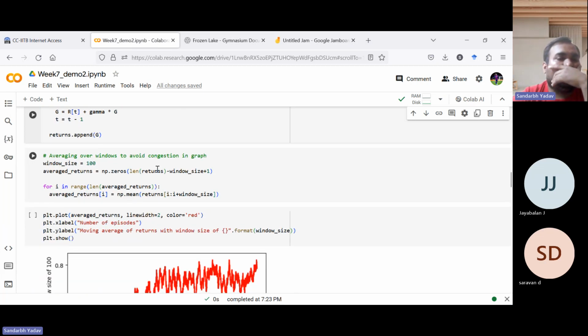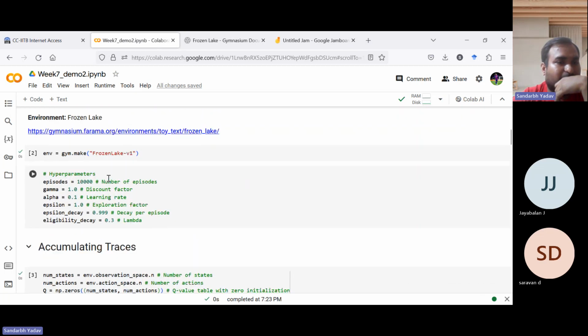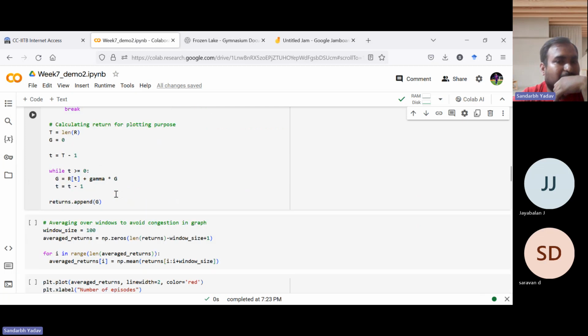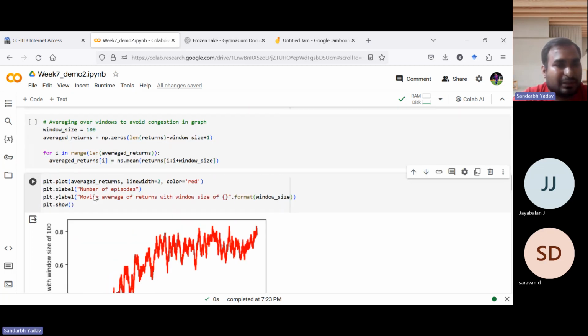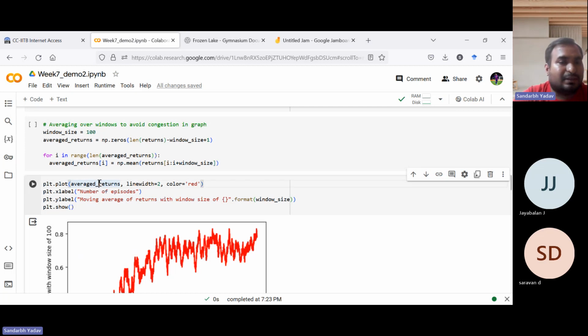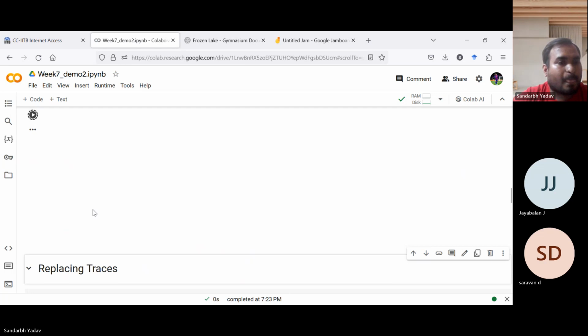So this is simply for plotting purposes. Also we are doing some averaging because this is to avoid congestion. Since there are 10,000 episodes, there will be a lot of values. And if we try to plot all these 10,000 in this small graph, then maybe I'll show you. If I simply plot the returns, what happens is this thing.